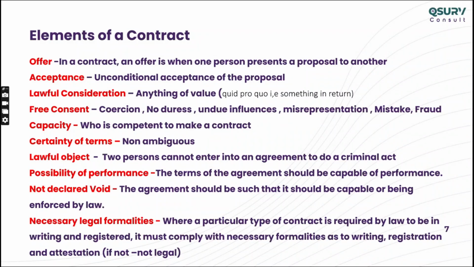There's no chance I can find treasure for him. So he will go to the court, and the court will read it. He will say this offer is there, acceptance is there, consideration is there, free consent is there, capacity is there, lawful object is there, certainty of terms is there, but it's not possible to perform. What is the chance I can find a treasure for him? So there's no possibility of performance.